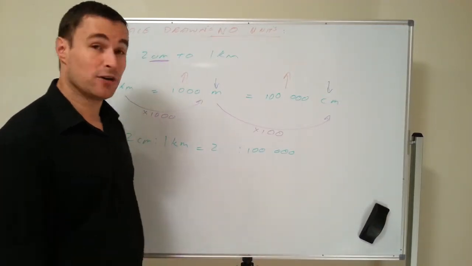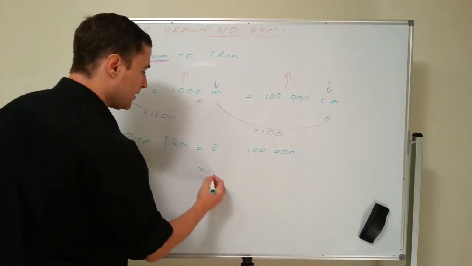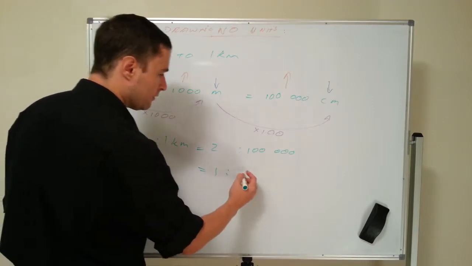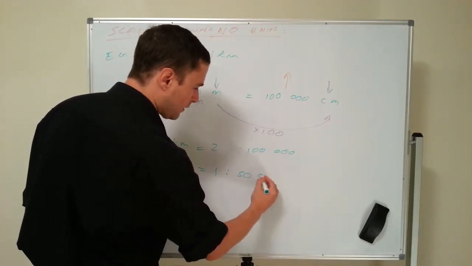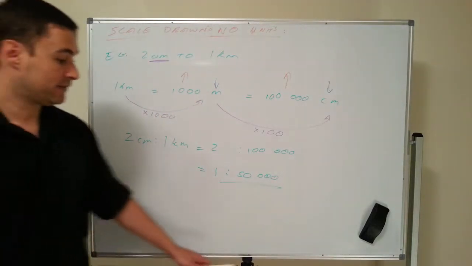We're almost done. All we need to do now is simplify the ratio. This is even, that's even. 2 goes into 2 once. 2 goes into 100,000, 50,000 times. So the final scale of 2 centimeters to 1 kilometer is 1 is to 50,000.